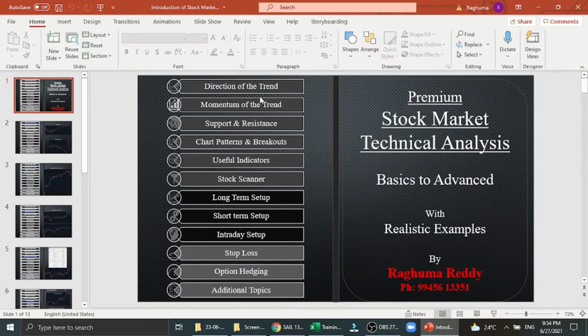Hello guys, we have already finished how to identify the direction of the trend, how to draw support and resistance, and how to identify chart patterns and breakouts. And today's topic is all about momentum of the trend. So, how to identify the momentum of the trend? There are many methods. We'll discuss one by one. But I say that there are only two best methods which I use to identify the momentum of the trend.